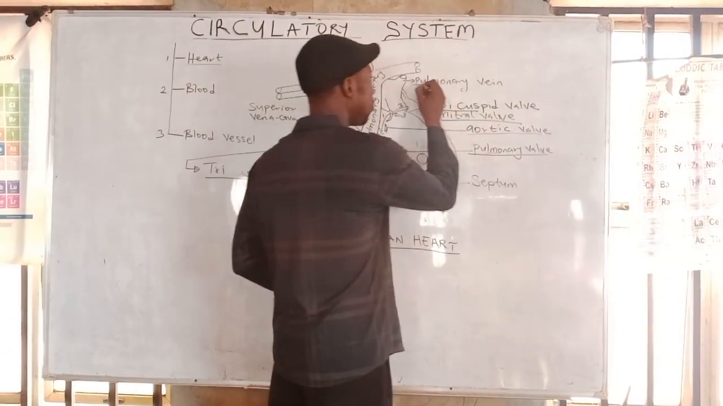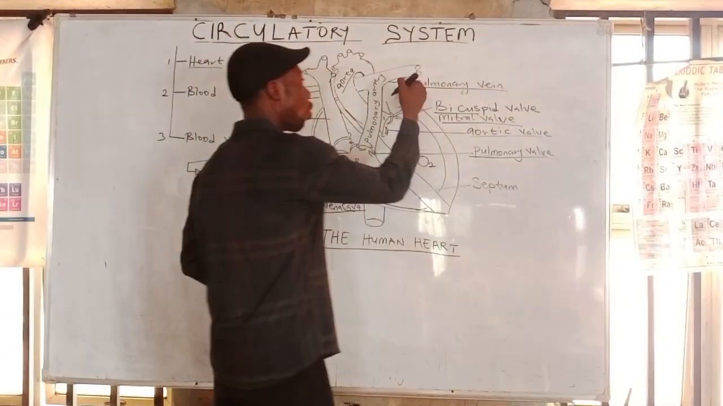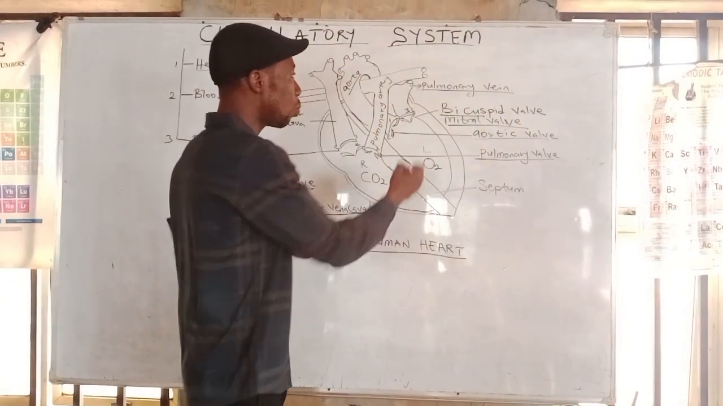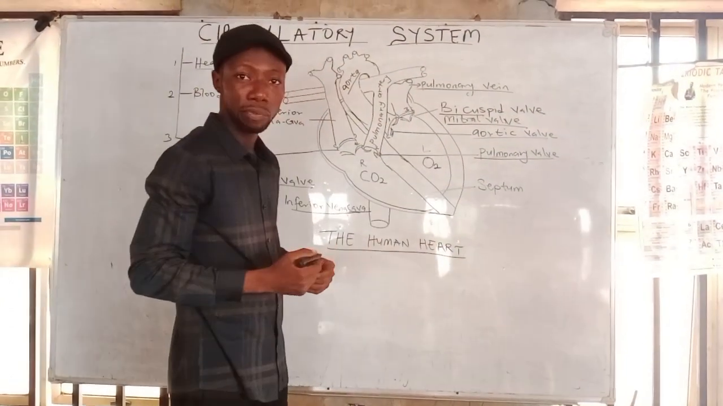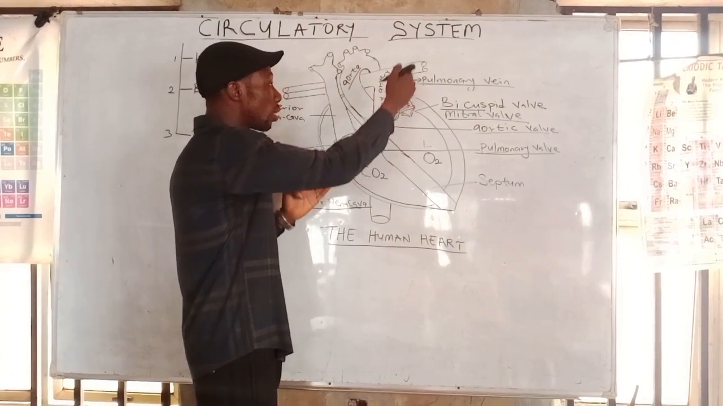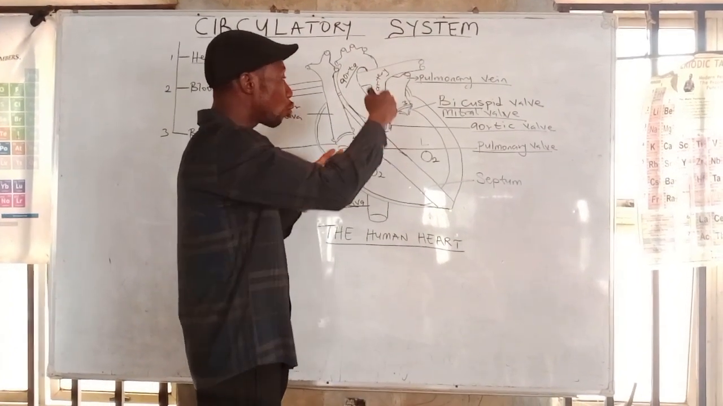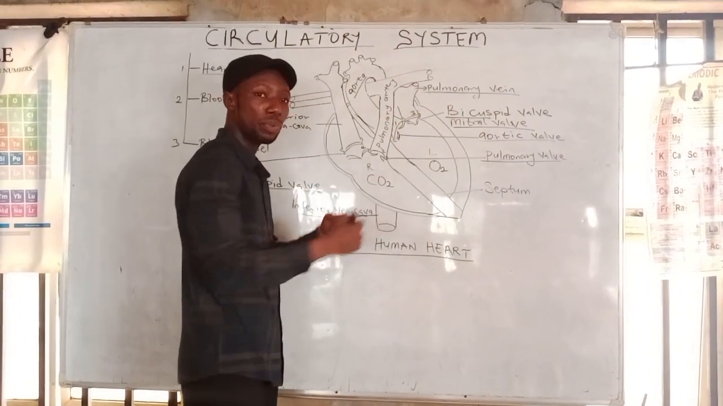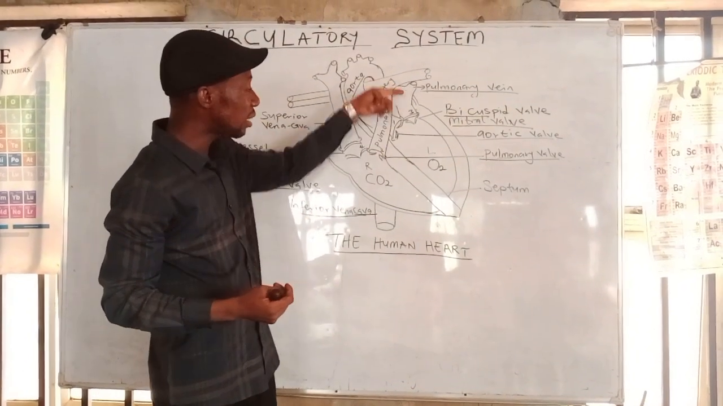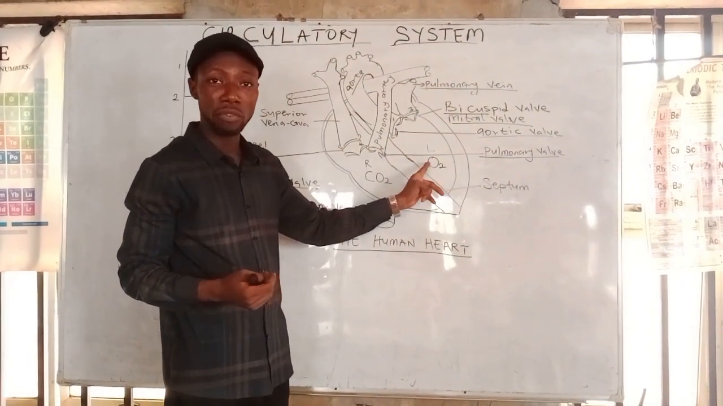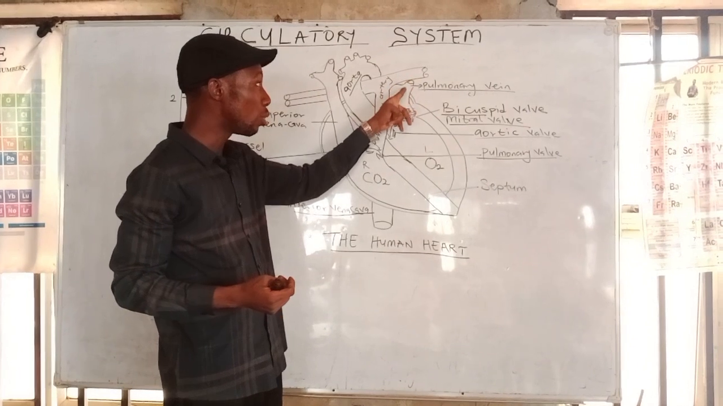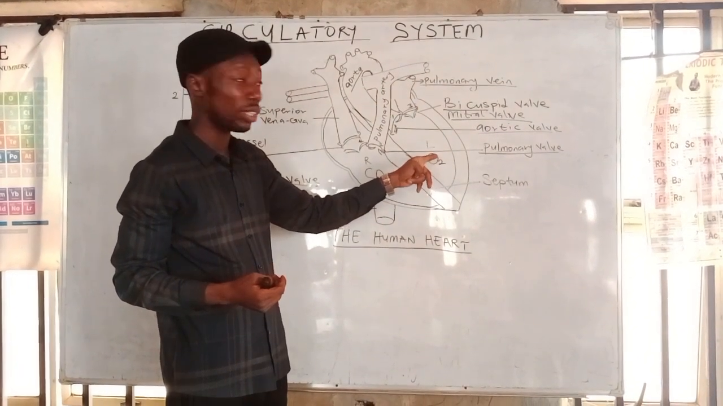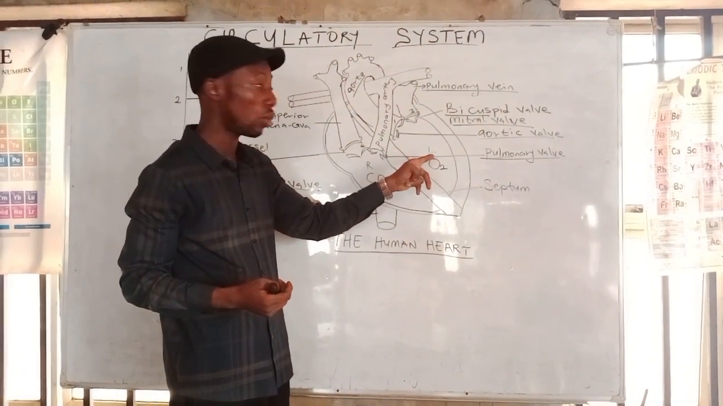Here the pulmonary vein, I will start with this. Oxygenated blood from the lungs. The word pulmonary here stands for lungs. Blood from the lungs, which is oxygenated blood, comes to the heart. Because they are filled with oxygenated blood, it enters into this left chamber through the pulmonary vein that returns blood into the heart from the lungs.